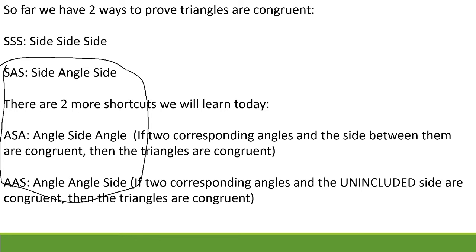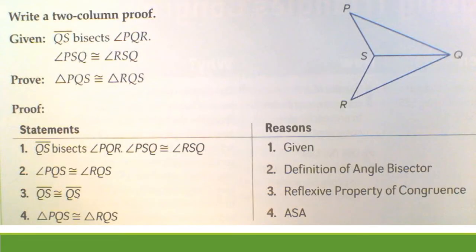So let's put these into practice here. This is an example of one that's already done for us. It says, given that QS bisects angle PQR and that angle PSQ is congruent to angle RSQ, prove the two triangles here are congruent. So they start with their given. Then they say, okay, I hear the word bisector here, so I'm probably going to be using the definition of a bisector as one of my reasonings here.